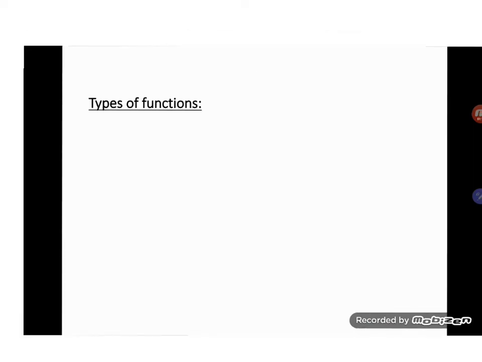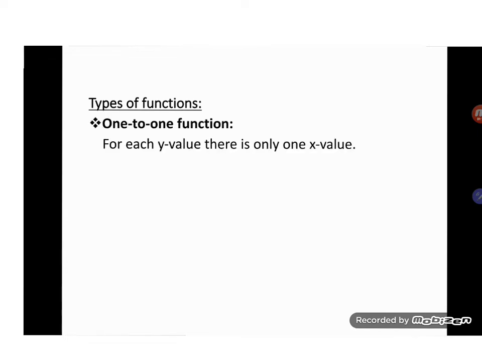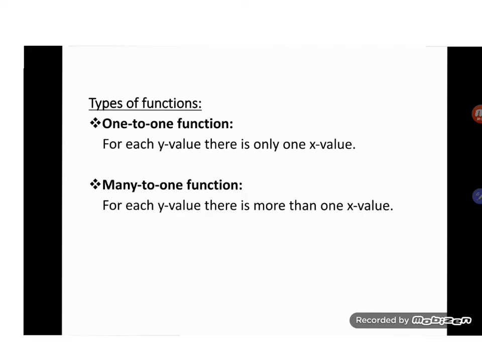When we then know that it is a function, there are different types of functions. The first one is a one-to-one function, and now it's swapped around. For each y value or output value, there is one x value. And then we have a many-to-one function, where for each y value, there's more than one x value.